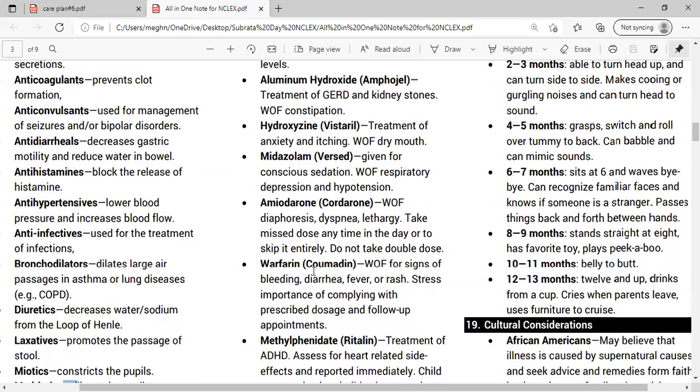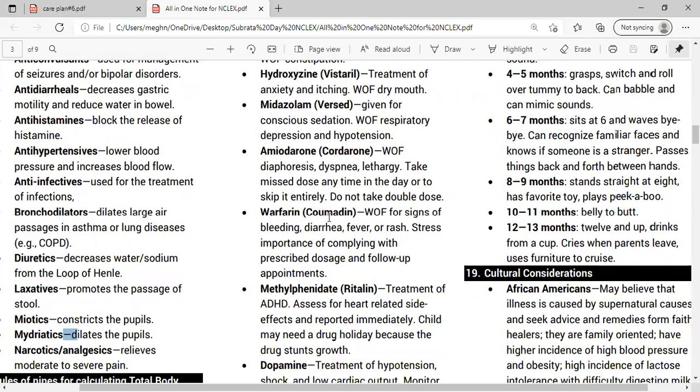In case of warfarin, other name is Coumadin, we have to check for signs of bleeding, diarrhea, fever, and rash. Also stress the importance of complying with prescribed doses and follow-up appointments.